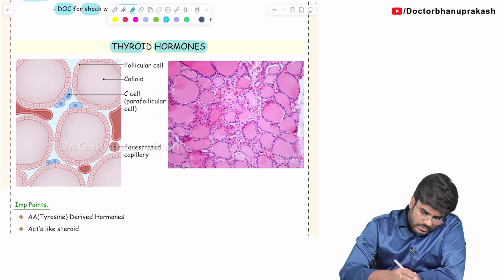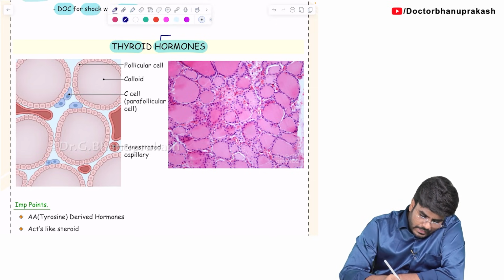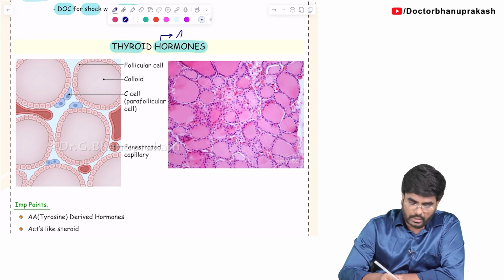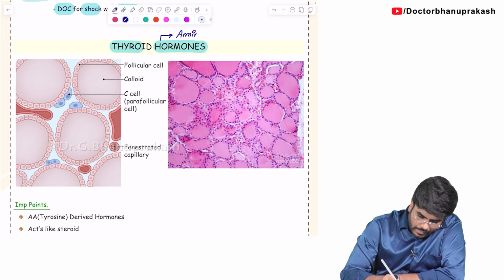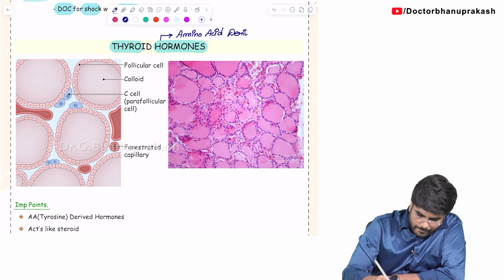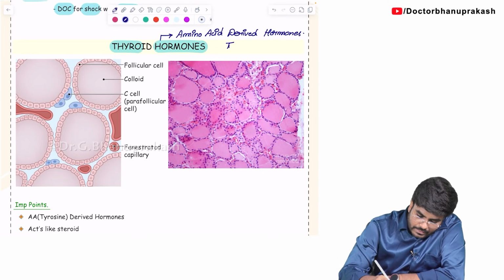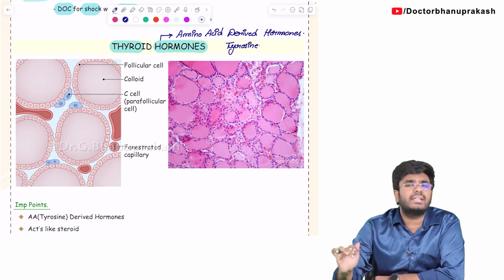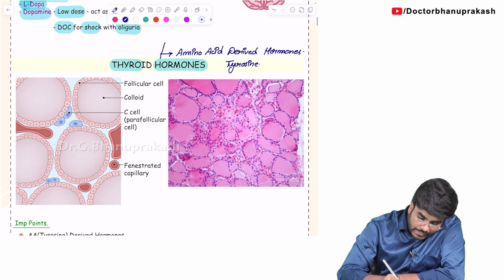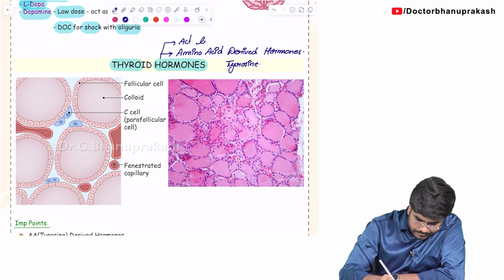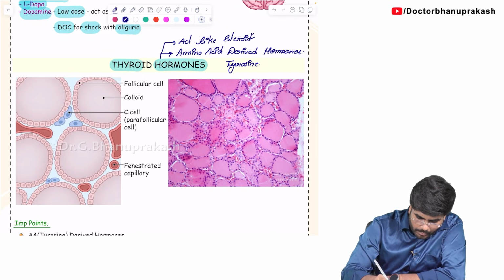Thyroid hormones, first point number one, they are amino acid derived hormones, or you can say amine hormones. They are from amino acid. Which amino acid? Derived from tyrosine amino acid. So these are amino acid derived hormones, but thyroid hormones act like steroids.